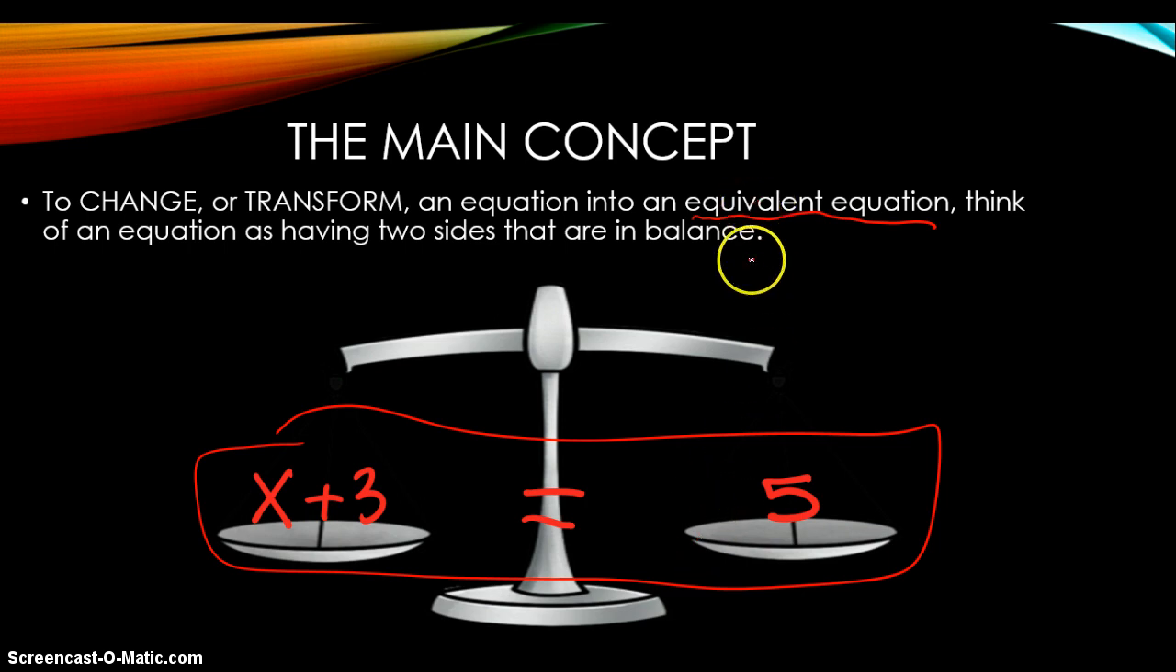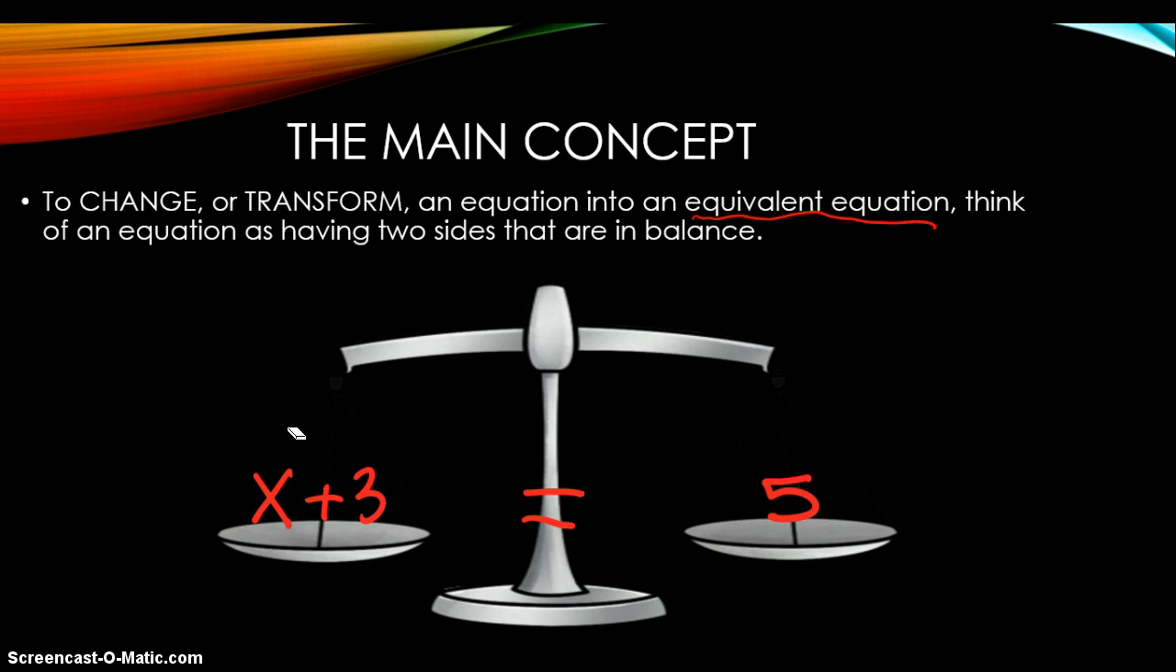Okay, so we have to have equivalent equations. The left side is going to equal the right side, so that they are balanced. So how do we do that? How do we solve for x? x plus 3 equals 5. We could probably guess in our head what x is equal to.